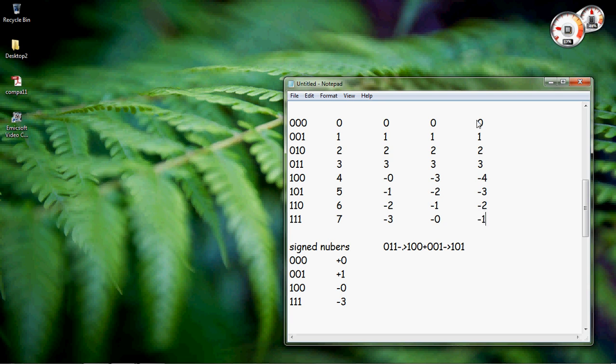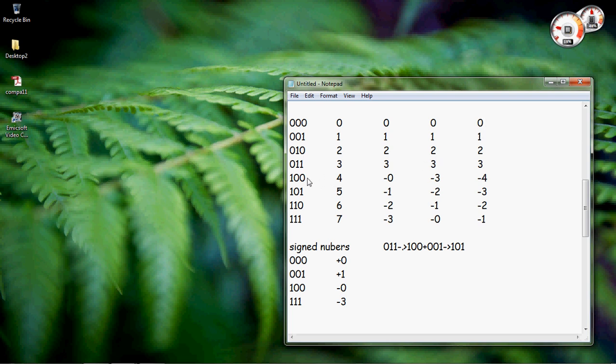So in this system there is a single 0, then 1, 2, 3, and again -4 to -1. So in this three-digit system the values range from -4 to +3, and this is a very good way because no 0 is repeated. So this is called the 2's complement system.